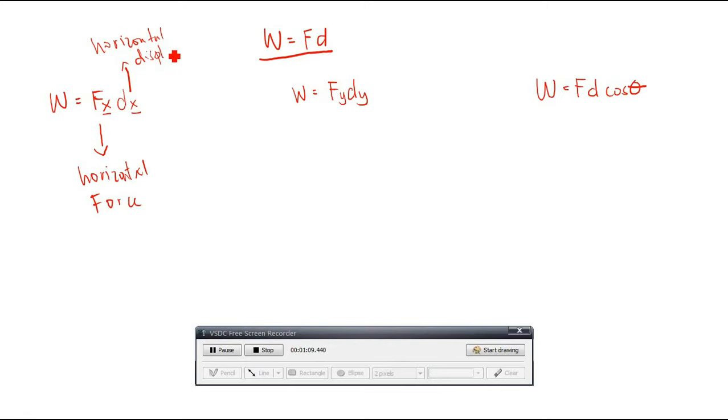You can use this formula if the direction of the force is horizontal, of course, and if the direction of the force is vertical, then you can use this formula: W is equal to Fy dy. Fy means vertical force and dy means vertical displacement or distance. Okay, let's just write displacement here.